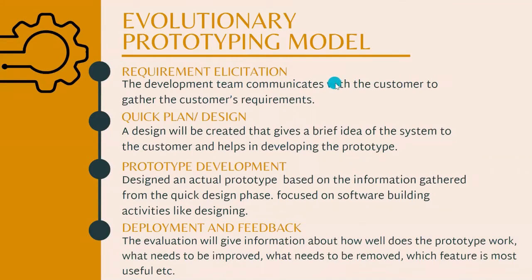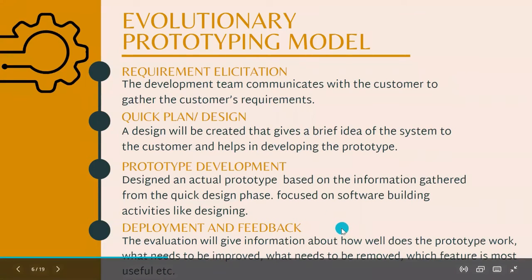So the first step is requirement elicitation. Requirement elicitation is basically gathering requirements from the user by communicating with them. The second one is quick plan or design. We created a quick design to give a brief idea of the system, and this is very helpful in building the prototype. The third one is prototype development. In this phase, we build the actual prototype based on the requirements that have been gathered in the first phase. And the last one is deployment and feedback, which will show whether the prototype works well, or it needs improvement, or there are any errors to be fixed.